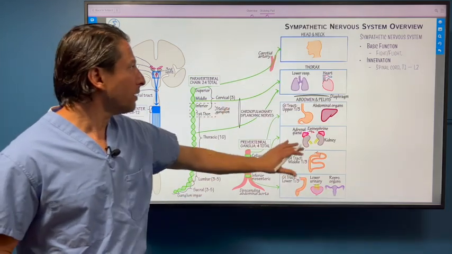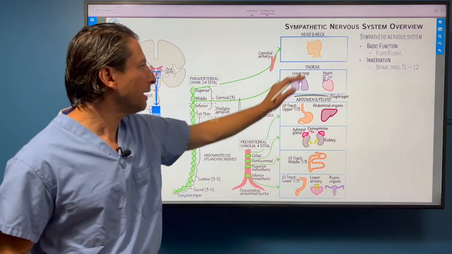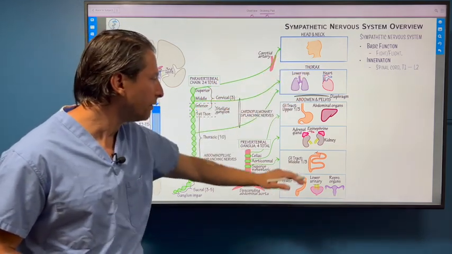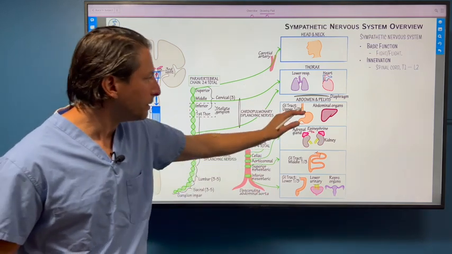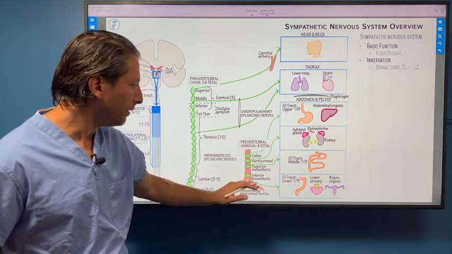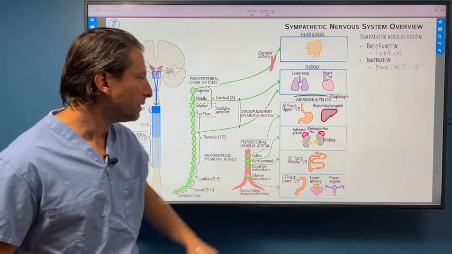And then here are our targets. So superior cervical, across the carotid artery, head and neck, and you can learn all of these on your own. But for instance, of the prevertebral ganglia, celiac goes to the upper GI tract, whereas all the way down here, inferior mesenteric ganglia go to the lower portion of the GI tract.